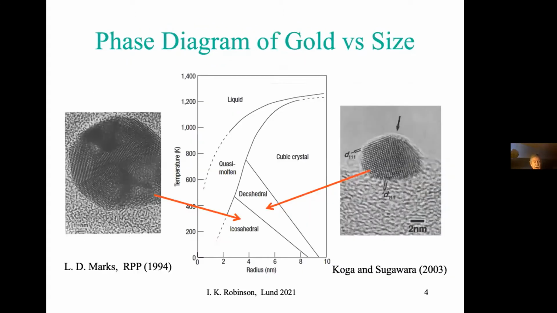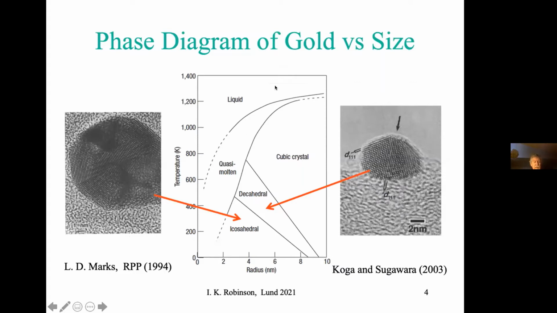Okay, so with nanoparticles, the structures are actually very interesting, because when you take away the need for translational symmetry in an infinite crystal, you can get a lot of quite exotic new structures forming. So this is a calculated sort of phase diagram for gold.